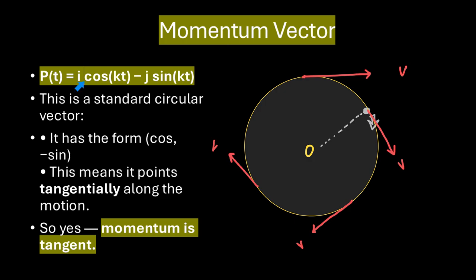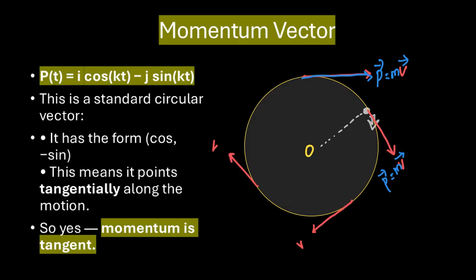So the momentum vector is i cos kt minus j sin kt. This is a standard circular vector. It has the form cos, comma, minus sin. This means it points tangentially along the motion. So along the circular motion, at this point, tangential is the direction of velocity, and therefore the momentum vector would also be in that same direction. It will be tangential at the corresponding point.